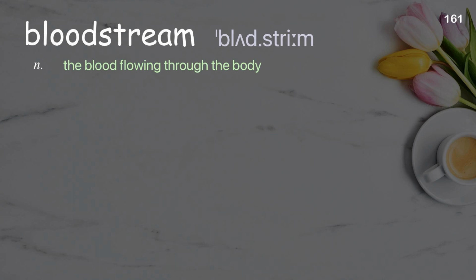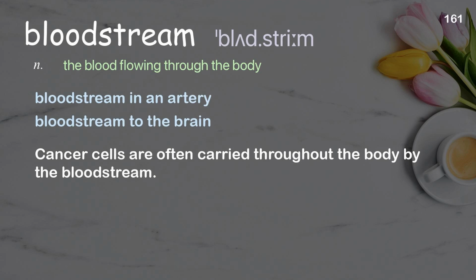Bloodstream. The blood flowing through the body. Examples. Bloodstream in an artery. Bloodstream to the brain. Cancer cells are often carried throughout the body by the bloodstream.